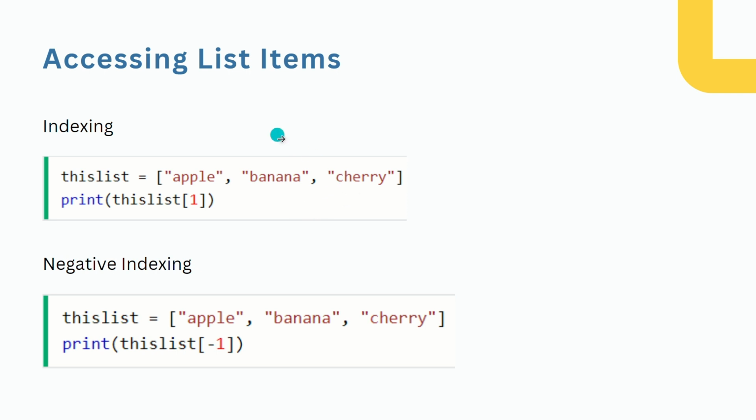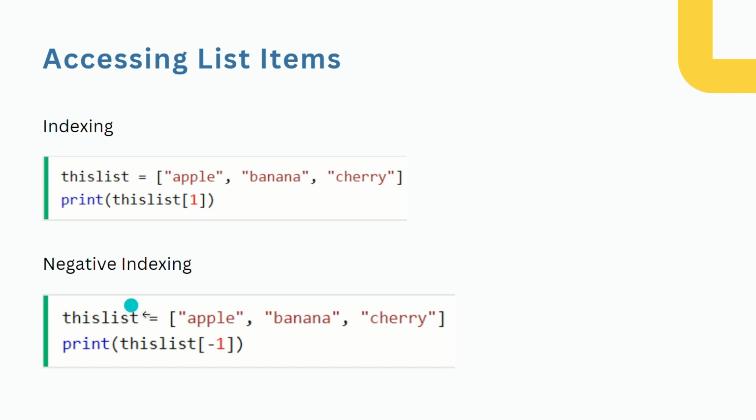Now to access list items, like I mentioned previously, it is indexed from 0. Let's say the variable is this list where these three values are stored. If I want to access banana, its index is 1. So I'll have to write this list, square bracket, 1. Starting with apple, apple is 0, banana is 1 and cherry is 2. So this will print banana.